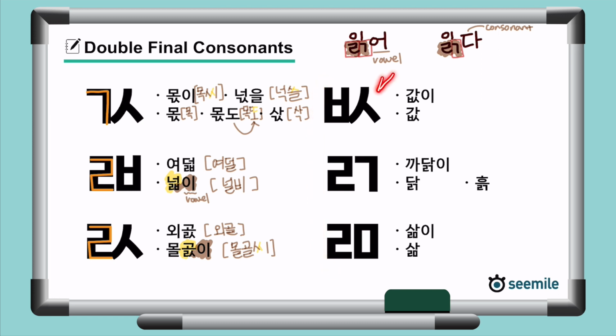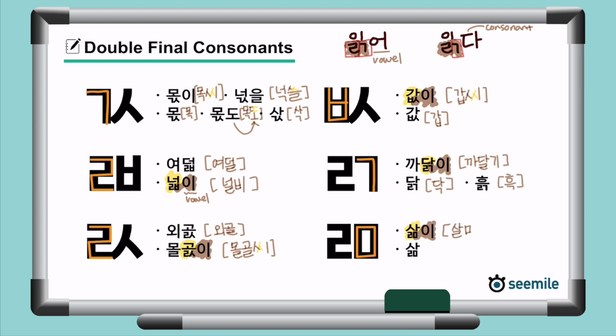Now let's consider three more double final consonants. The combination of 비읍 and 시옷 whose representative sound is 부, the combination of 리을 and 기역 whose representative sound is 그, and lastly, the combination of 리을 and 미음 whose representative sound is 무. Now let's practice pronouncing these next words. 갑시, 갑. 까닭이, 닭, 흙, 삶이, 삶.